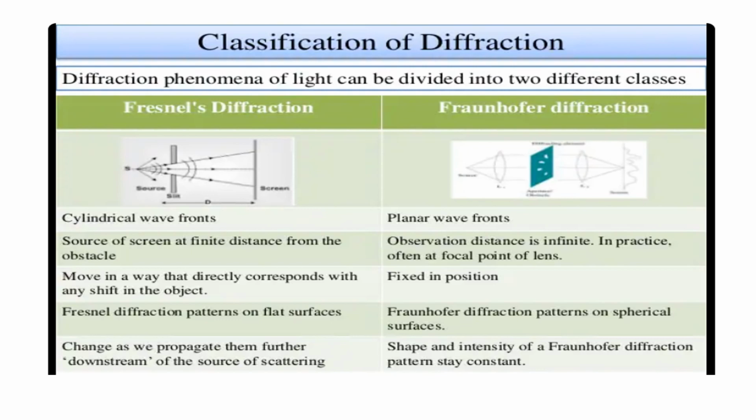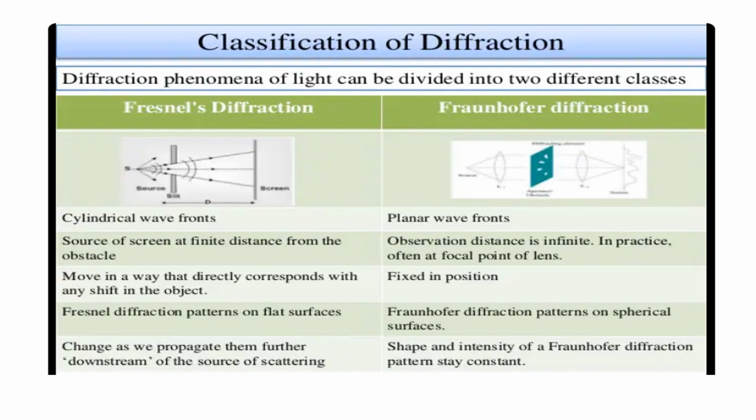We'll now look into the classification of diffraction, that is Fresnel and Fraunhofer diffraction, and look at the difference. Here we have a cylindrical wavefront, whereas in Fraunhofer diffraction, it's a planar wavefront. The source and the screen are at a finite distance for Fresnel diffraction, and at infinite distance for Fraunhofer diffraction. They move in such a way that they directly correspond with any shift in the object.